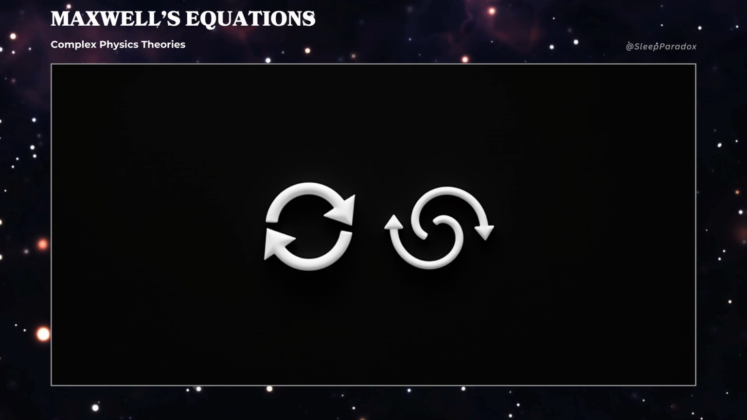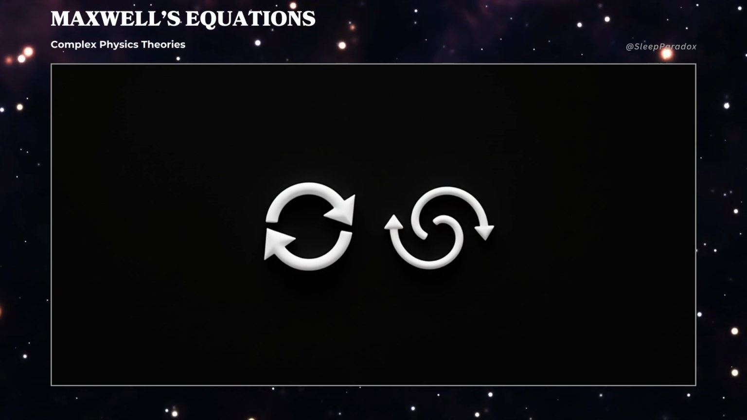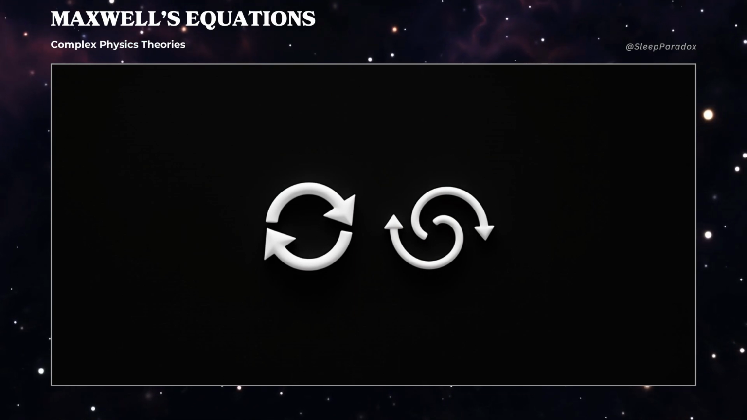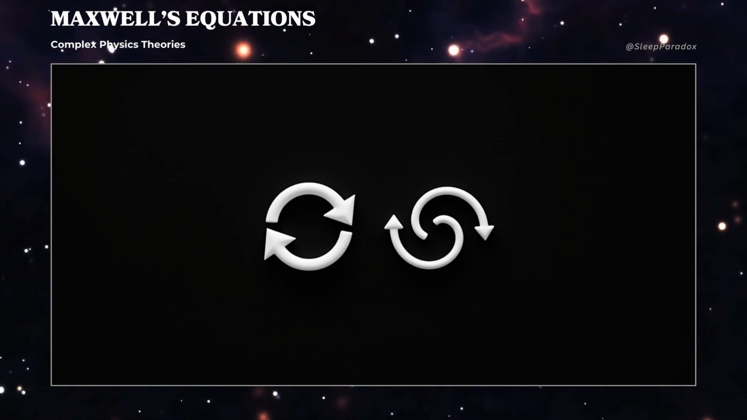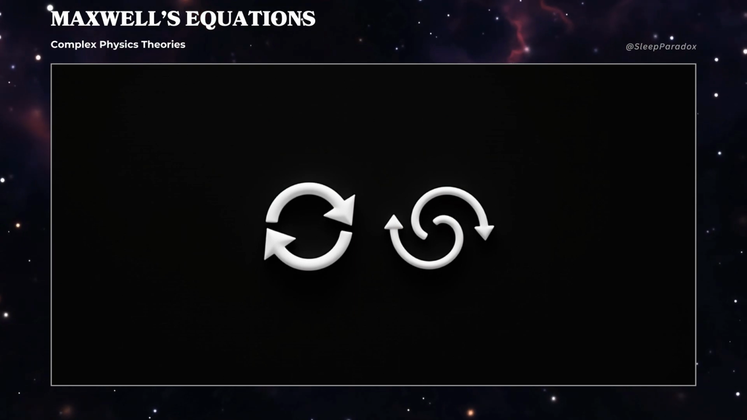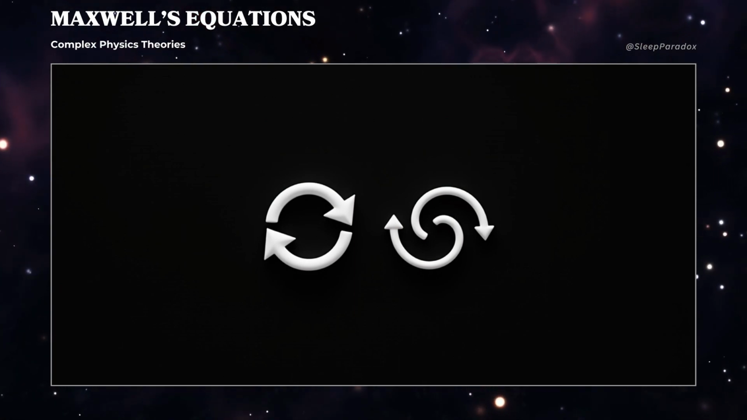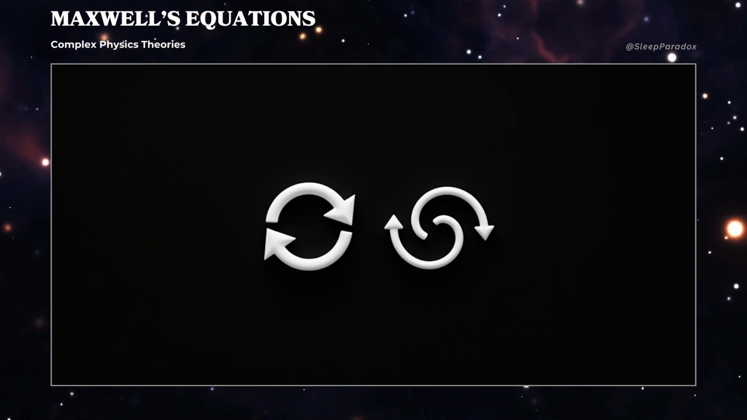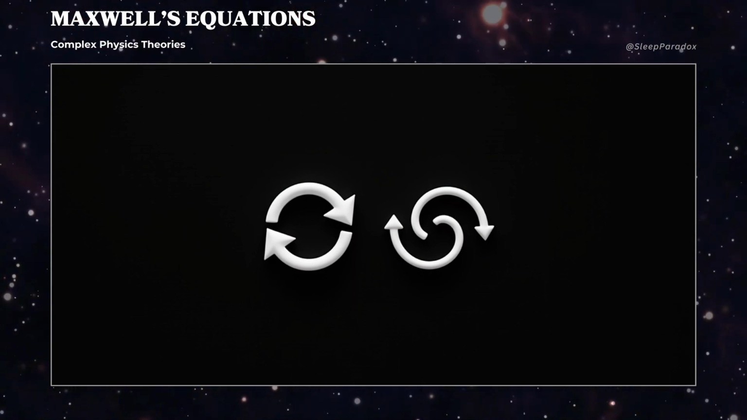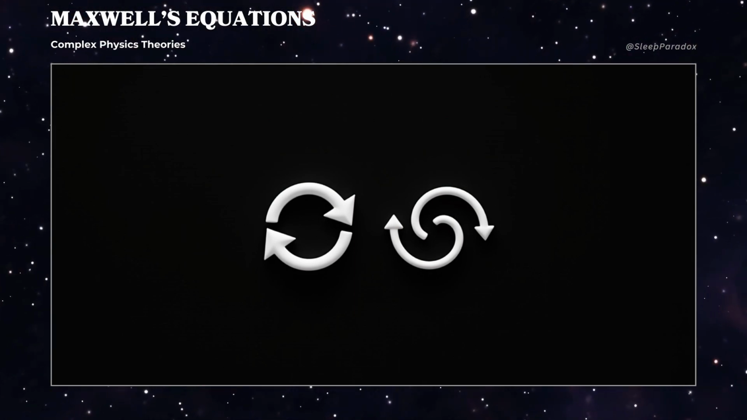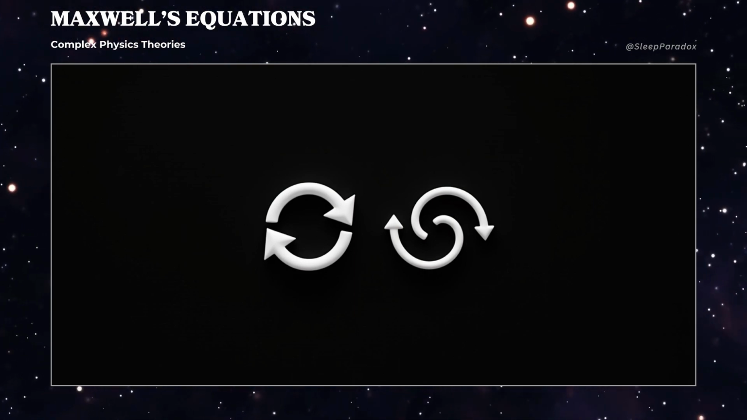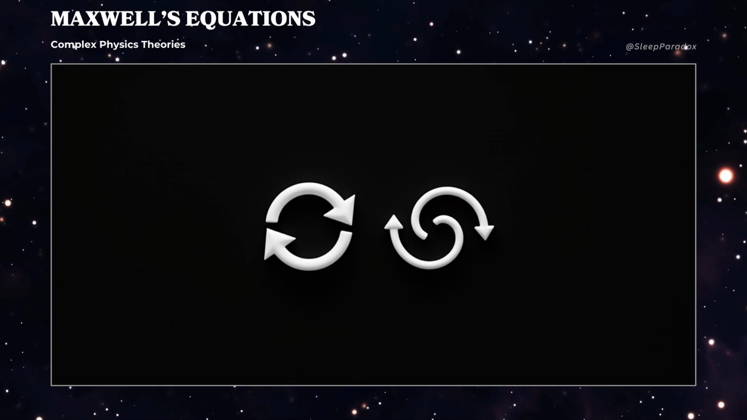The third equation is Faraday's law of induction. This principle explains how a changing magnetic field can induce an electric current or voltage. Imagine moving a magnet through a coil of wire. This motion generates an electric current in the wire, a phenomenon harnessed by generators to produce electricity. The law is mathematically described by the integral of the electric field around a closed loop being equal to the negative of the rate of change of the magnetic flux through that loop.